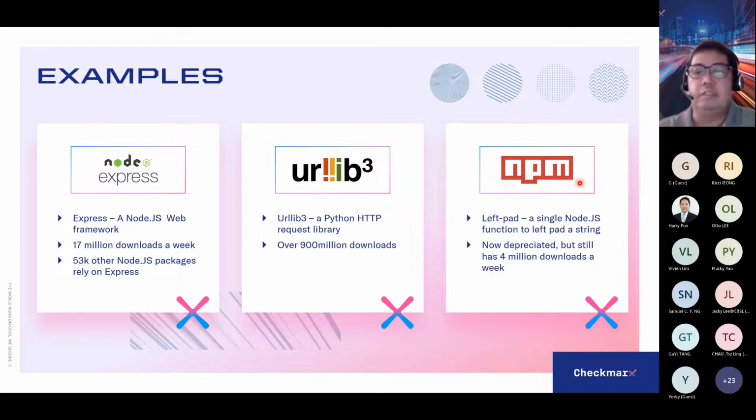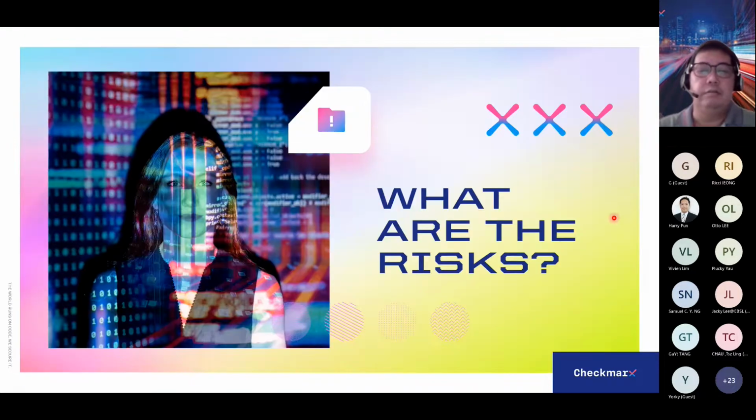Another one is npm. npm is for packaging Node.js libraries. You can see left-pad is a single Node.js function to left-pad a string. It's a very popular Node.js open source library used by developers to left-pad a string. It's already deprecated, but you can see there are a lot of downloads for this open source library. So if developers use open source libraries, there are risks that come with it, and what are the risks that you have to address when using open source libraries?